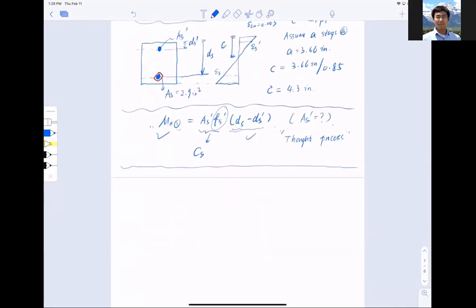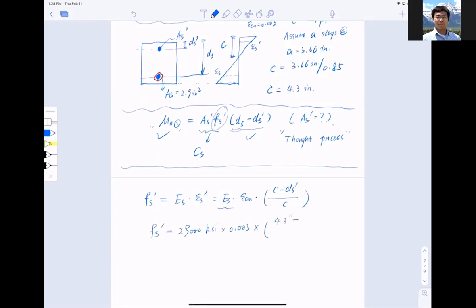Okay, all right. So with the c calculated, I can find Fs prime now, which is compressive stress in the compressive reinforcement. And that equal to the Young's modulus of steel multiply epsilon s prime. And that equal to, using the similar triangle, epsilon cu multiplied by c minus ds prime divided by c. Okay, so Fs prime equal to, bring the number Es, Young's modulus, which is 29,000 ksi for steel, and epsilon cu 0.003, and c, which is 4.3 inch, minus ds prime.